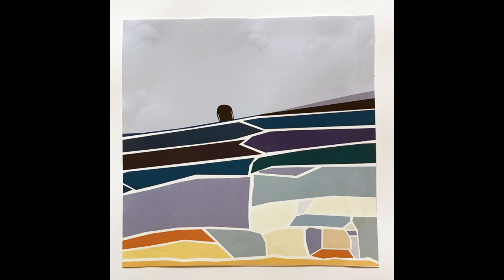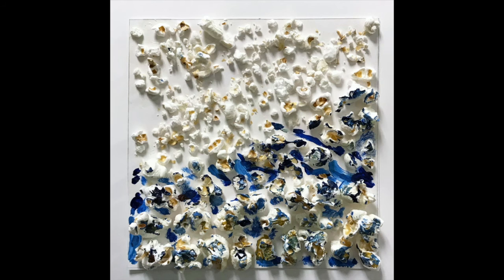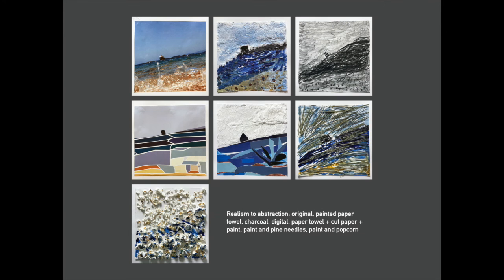So they went from charcoal to cut paper to this is the digital one, and then they put pine needles with paint, and lastly their unconventional was paint with popcorn. I mean, really kind of nutty, but really fun. So when you look at all 7 of them, you can see how they went from an original photograph to a completely abstraction, and it still does work in a pretty good way.